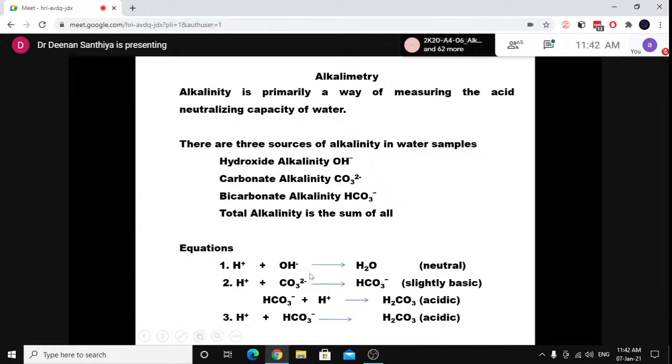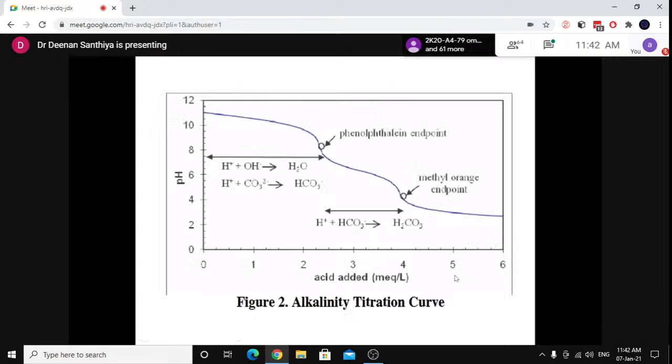So neutral is H plus and OH minus ions. Carbonate ions are slightly basic, and when you see HCO3 minus and H plus, this carbonic acid is acidic. So this is acidic, this is basic, when you write the equations. So what will happen in the case of H2CO3?